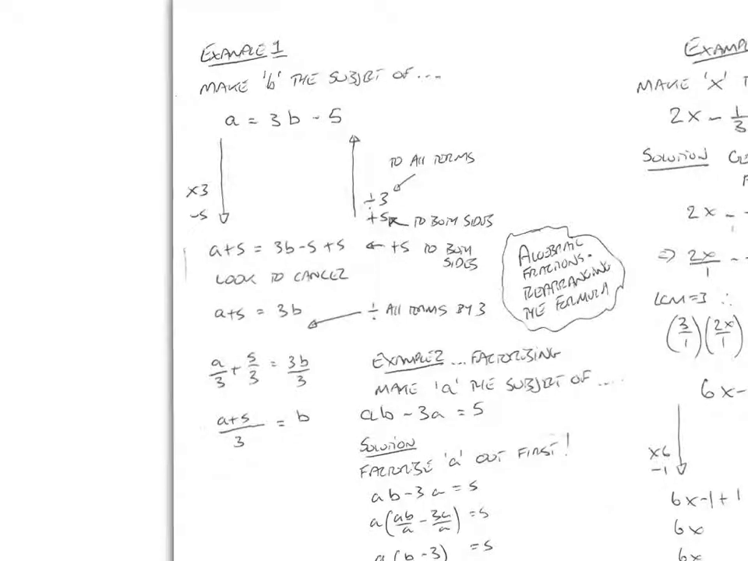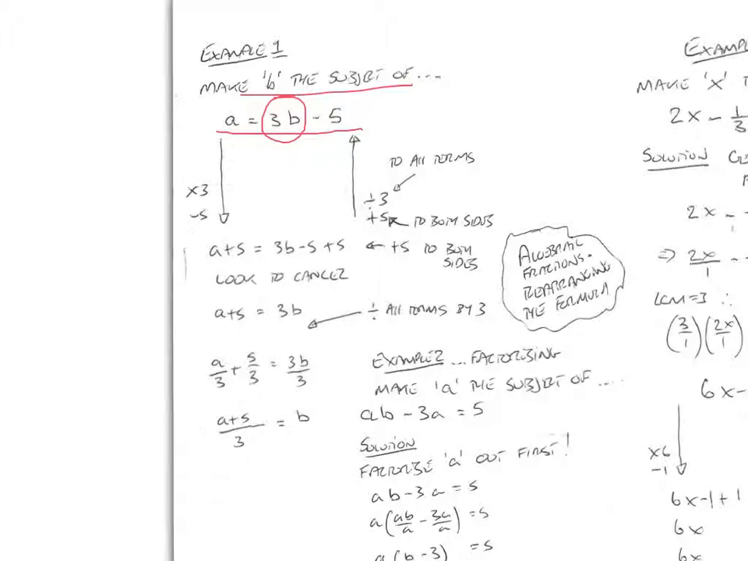So let's look at how to rearrange a formula so that we can make a given variable the subject of a formula. Okay, so for example 1, let's look at this formula a equals 3b minus 5, and let's try to make b the subject of the formula so that b equals the other variables and constants in some new shape or form.